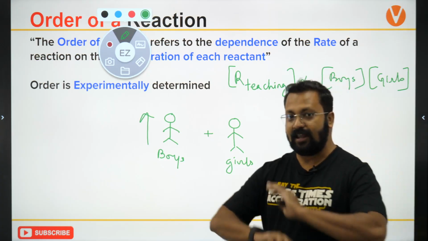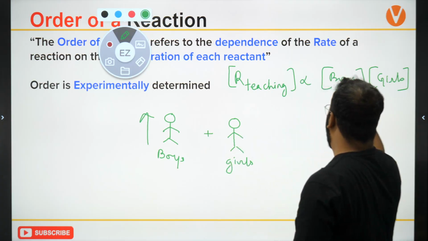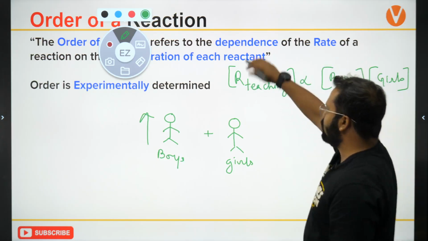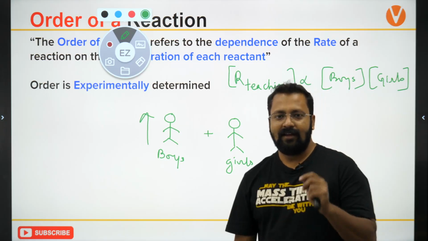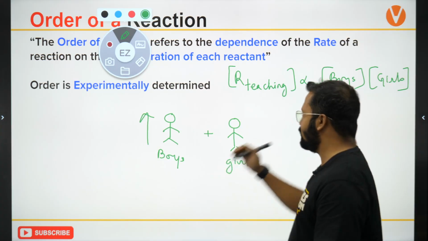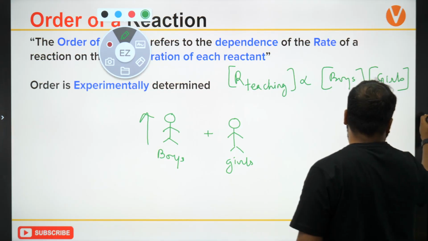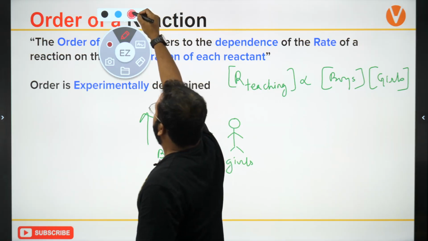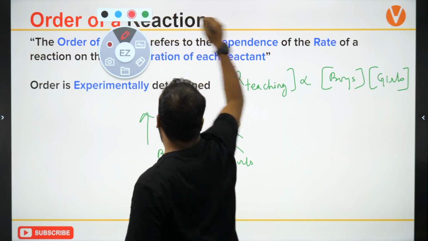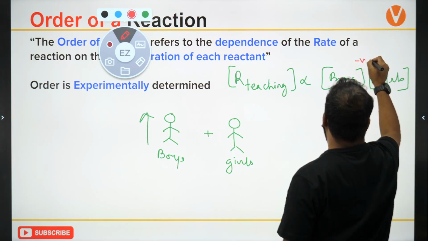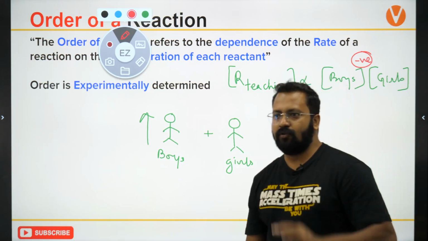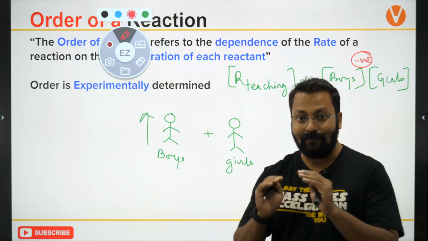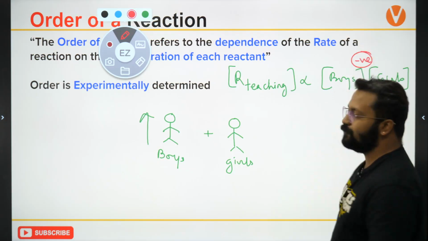Assuming that the class is really naughty, if I increase the number of boys, the rate of teaching will keep on decreasing. So can I say that the power to which the boys' amount should be raised should be negative? Yes, very good Pritam, it will decrease, so this will be raised to some negative power.